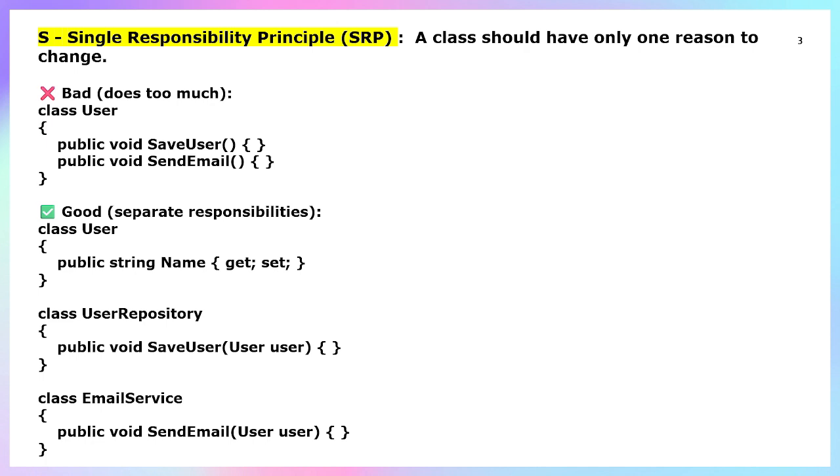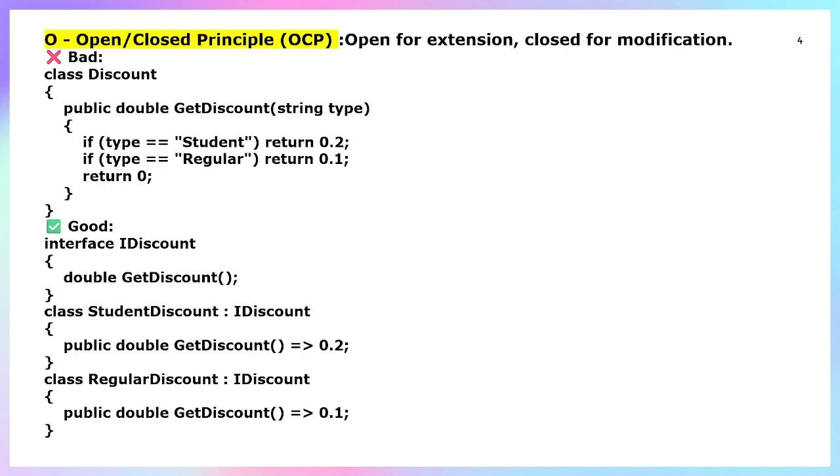So our classes have only one responsibility. You can see the class EmailService has only email-related things, and the UserRepository is where we can save the user. The User class is used to hold the user data, and the email class is used for email-related things. So a class should have only one responsibility, not more than one.